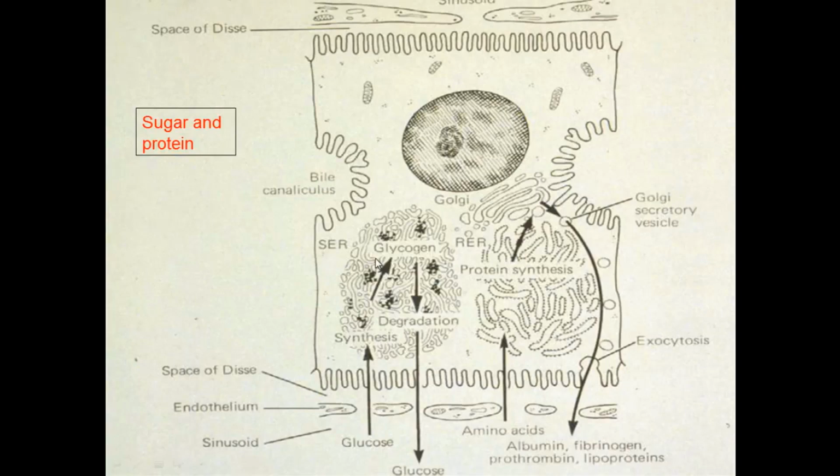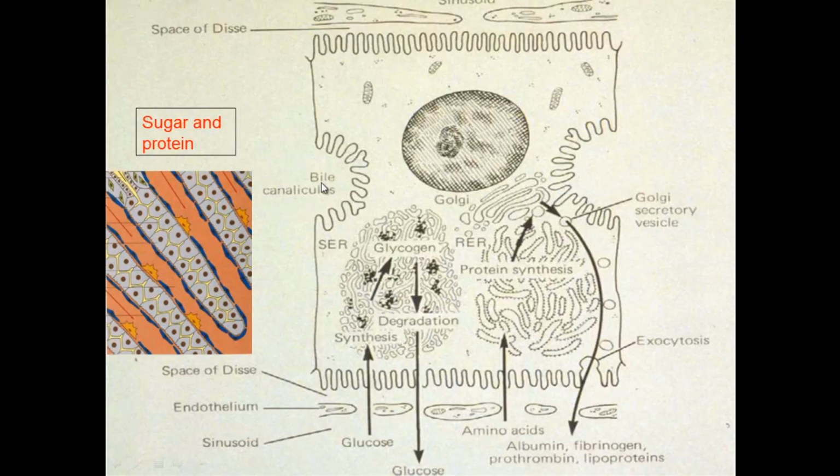Sugar and protein: here glucose comes in, is stored as glycogen, and then is broken down, degraded to glucose again. And then you've got amino acids coming in. They make proteins, and the proteins could be albumin, fibrinogen, prothrombin, and lipoproteins that are produced there. This is the endocrine aspect, and that's separate from the exocrine aspect, where bile is being produced in the bile canaliculus.